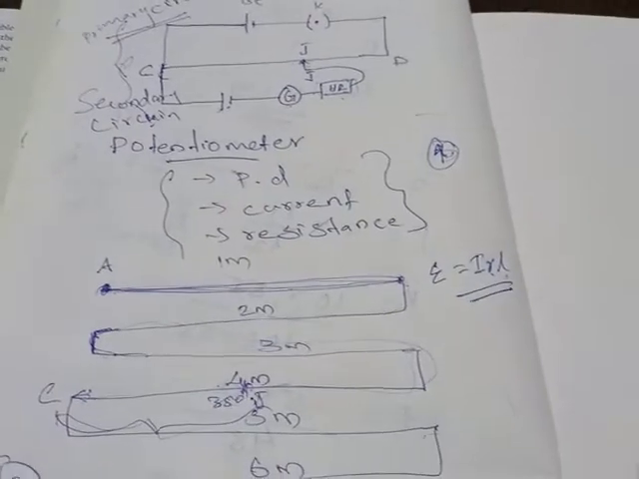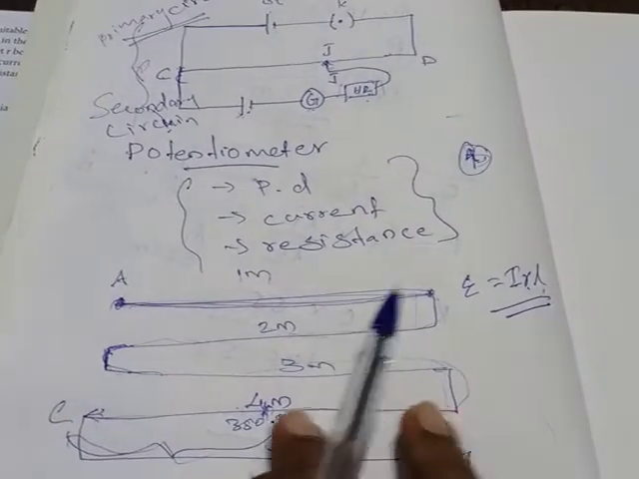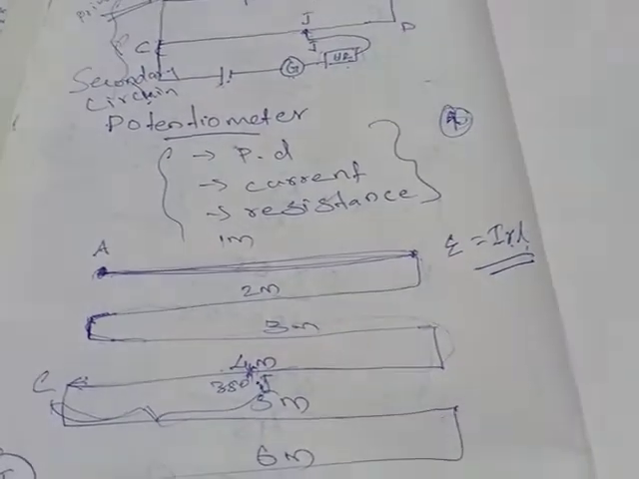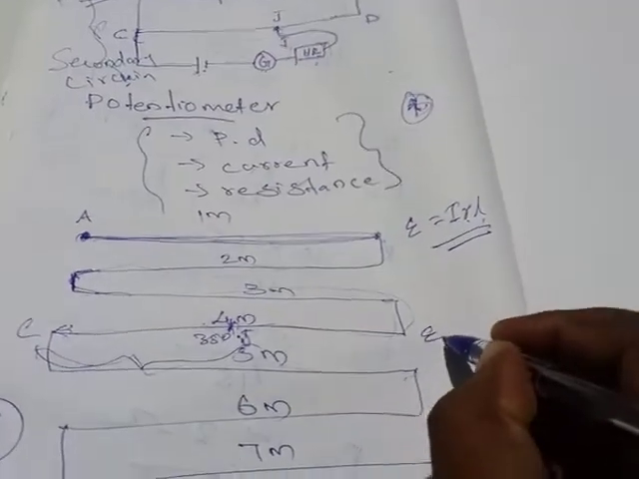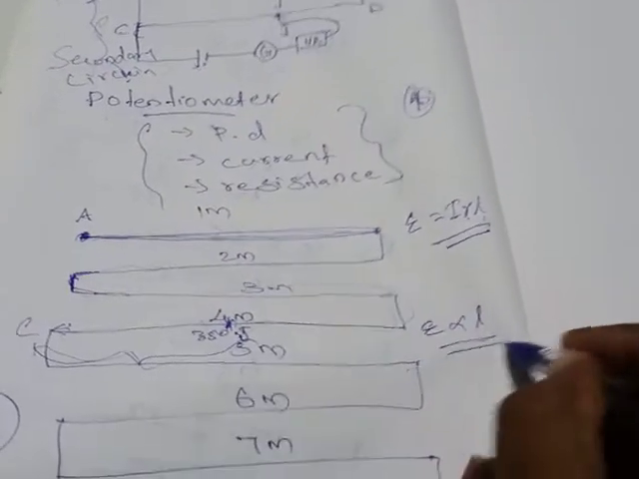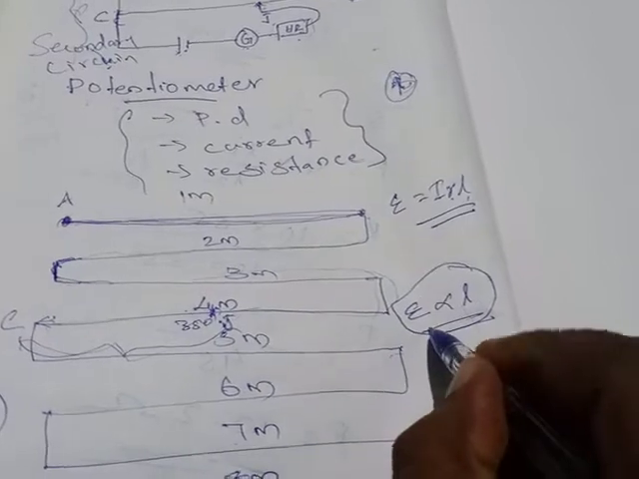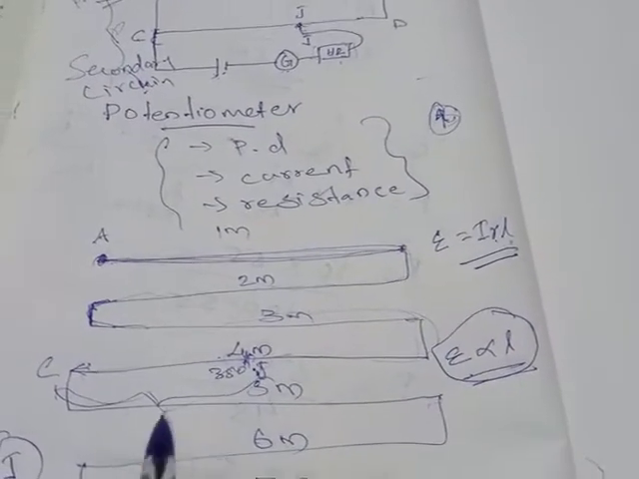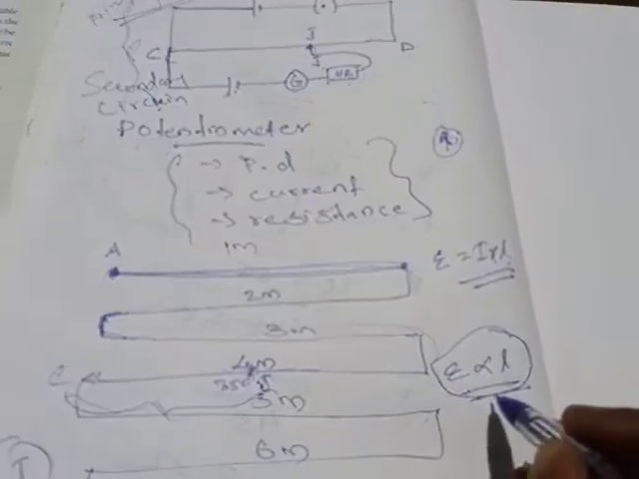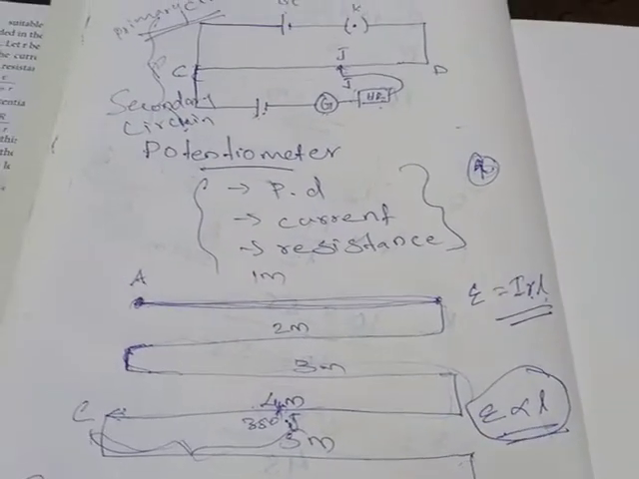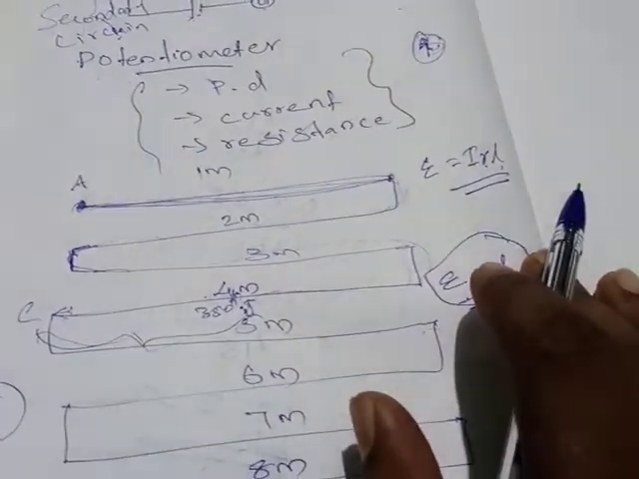Now, this is the reading you have got. Again we can take more readings. Whenever you are taking the readings, we will get a relation: EMF is directly proportional to the length. EMF is directly proportional to the length means that when you increase the EMF, the balancing length will also be more. That is what the potentiometer is about.